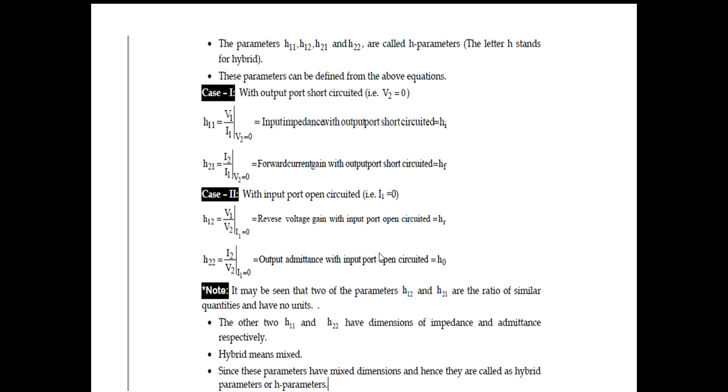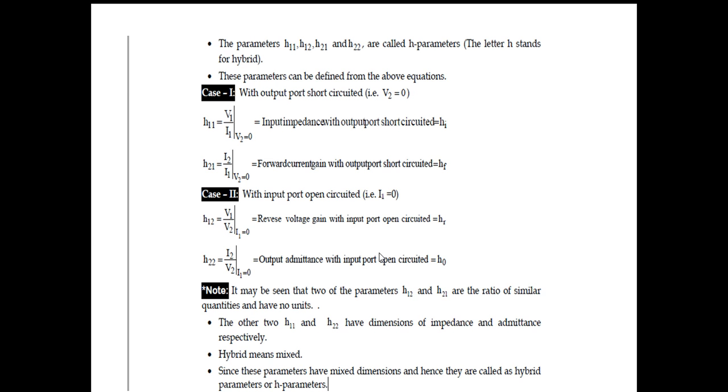Next, in the second equation, the second term, V2, becomes 0 because the output is short circuited. Now the second equation: I2 is equal to H21 I1. Therefore, H21 can be defined as I2 by I1.